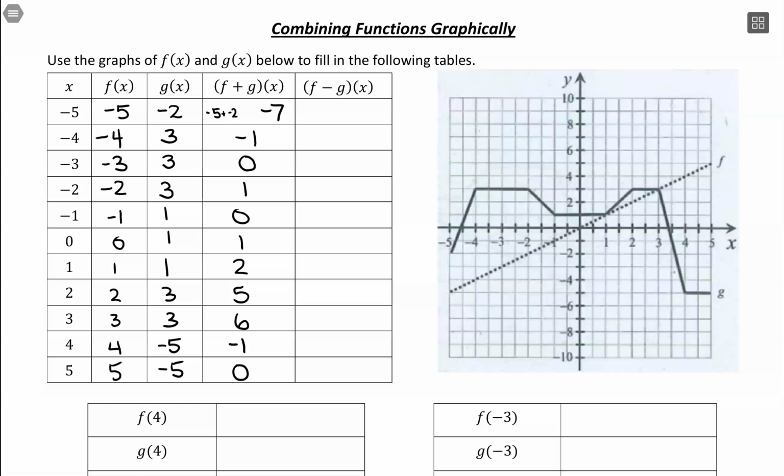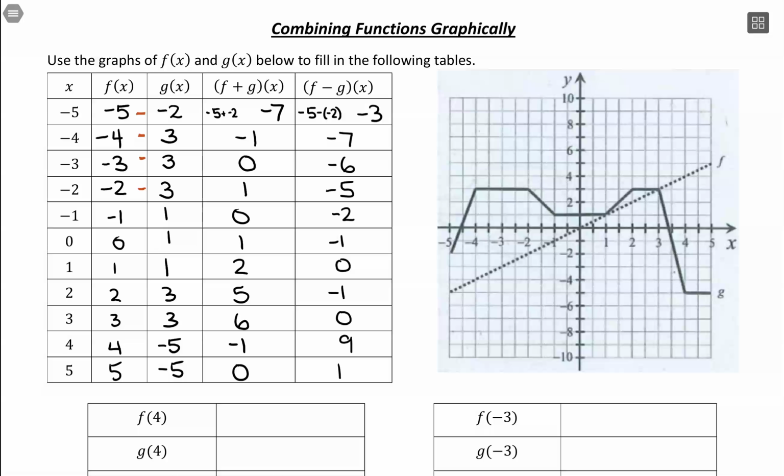Our next one is to look at subtraction. So what we're going to do is take f of x minus g of x. So it's like I'm putting subtraction between each of these pieces. So like for the first one, I'm doing -5 minus -2. So -5 plus 2, so that would be a -3. -4 minus 3 would be a -7. -3 minus 3 would be a -6. -2 minus 3, -5. -1 minus 1, -2. -1, 0. -1, 0.